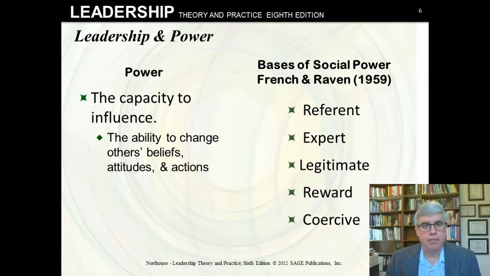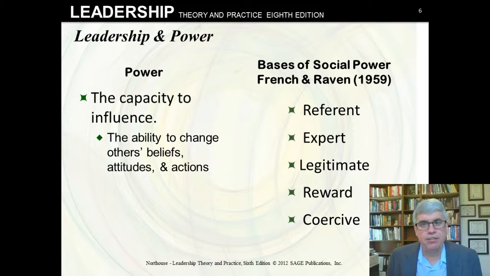Another key concept associated with leadership, this influence process between leaders and followers, is the idea of power. Power, in this sense, can be defined as the capacity to influence. Some people have a large capacity to influence, other people have less of a capacity to influence people. This is the ability to change others' beliefs, attitudes, and actions. And that's essentially what leaders want to be doing, to change others' beliefs, attitudes, and actions in order to accomplish a common goal.